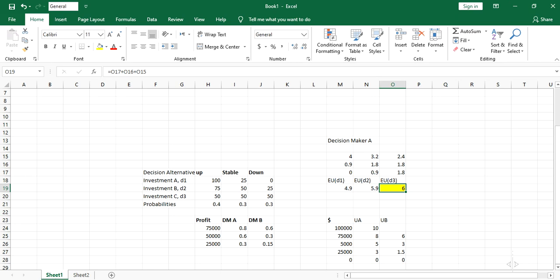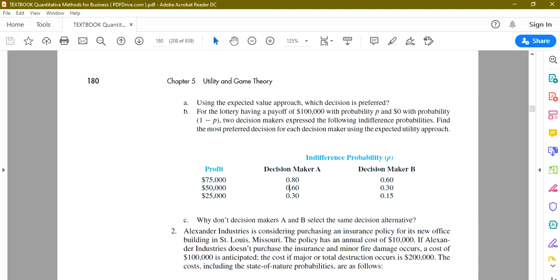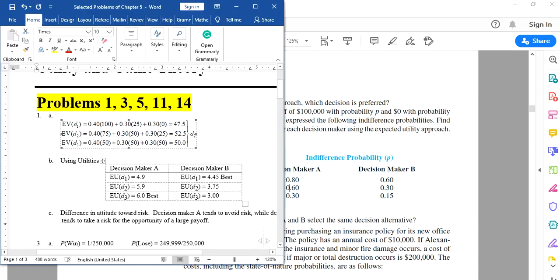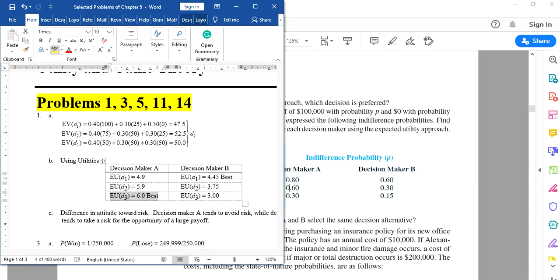We use the same procedure to calculate the values over here for decision maker B. Okay, decision maker B, and we get this output. So now you see how different it is.